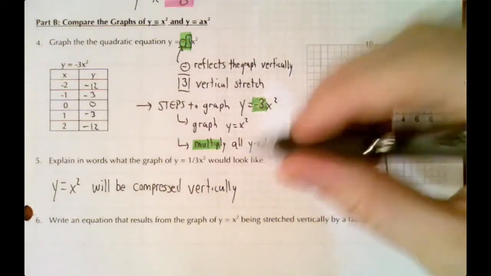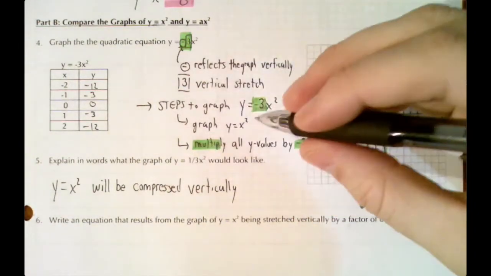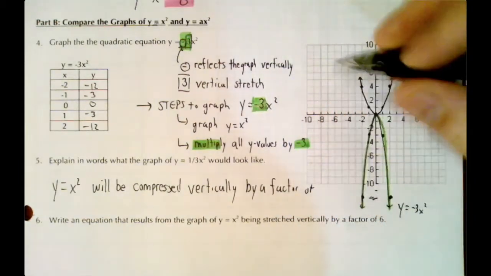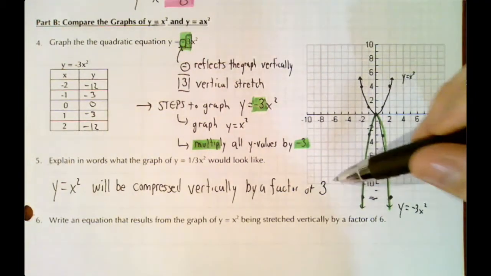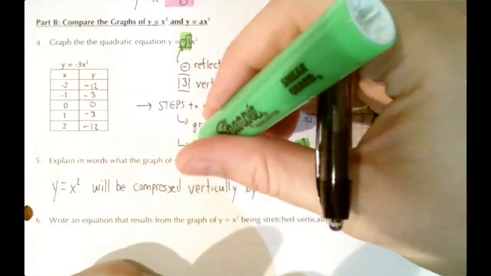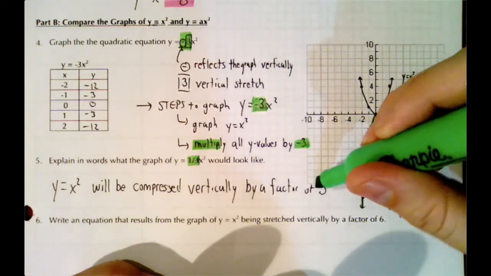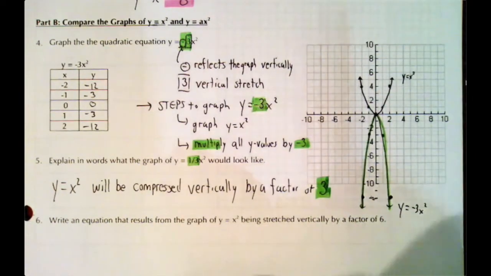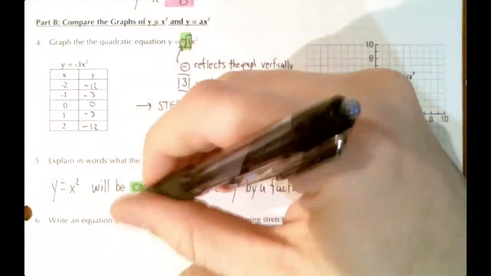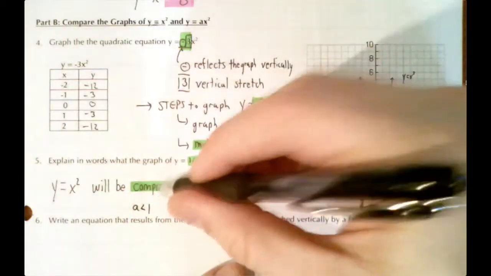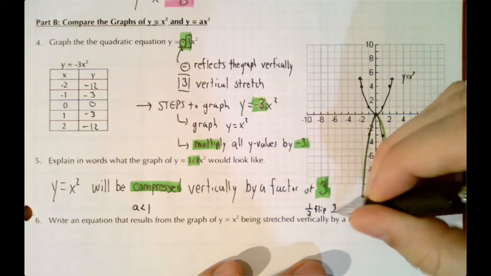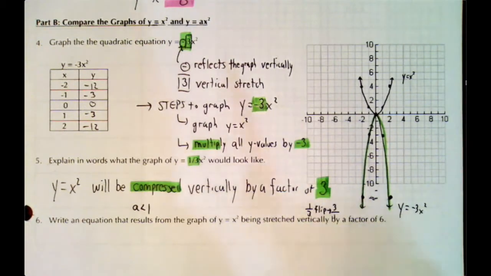And by how much? Well, it's going to be a third of the size of what it originally was. And that's called by a factor of 3, because it's a third of the size. How do you get the factor? Whatever the number in front of x squared is, if it's a number less than 1, like a fraction like a third, you flip that fraction. That's the factor. The compression part is because it's less than 1. So if a is less than 1, it's compressed. You take the 1/3 and you flip it to get 3/1. That's your factor.